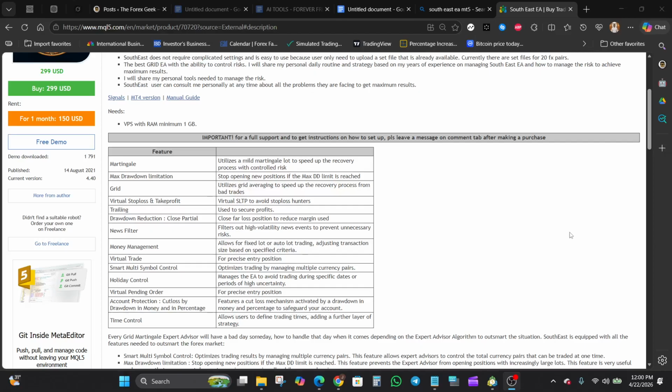Another major feature is the max drawdown limitation. All right. This is actually very important for a grid system. What it does is it stops the EA from opening new positions once a certain drawdown level is reached. So this acts like a safety brake. So instead of continuing to build exposure during bad market conditions, it essentially pauses aggressive behavior to prevent account damage from escalating. There's also something called virtual stop loss and take profit.